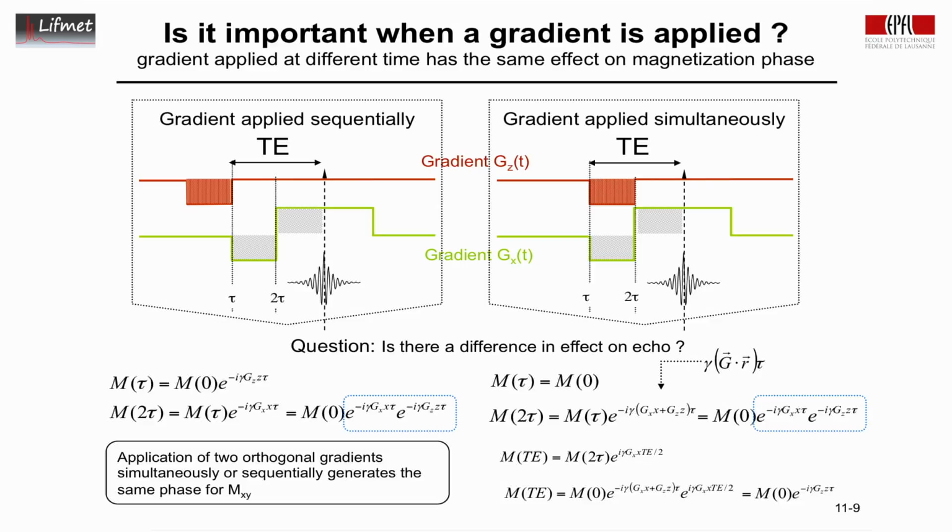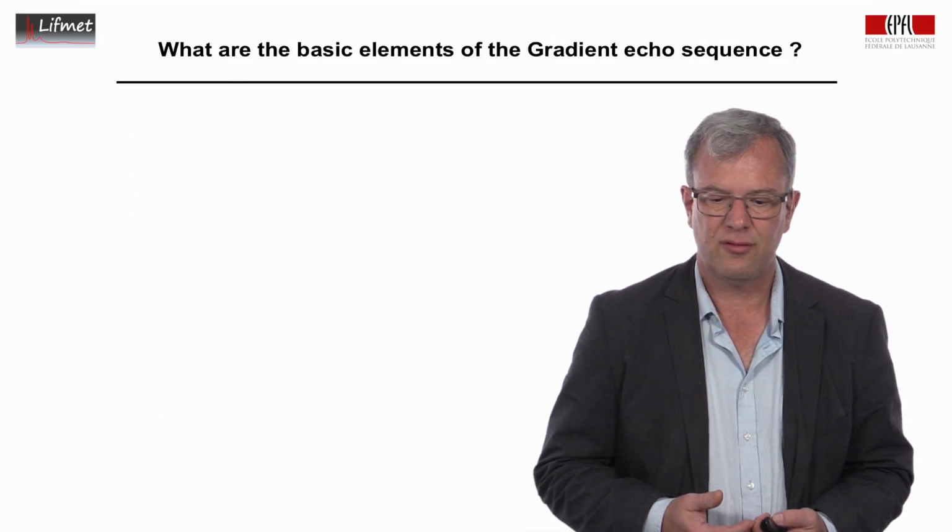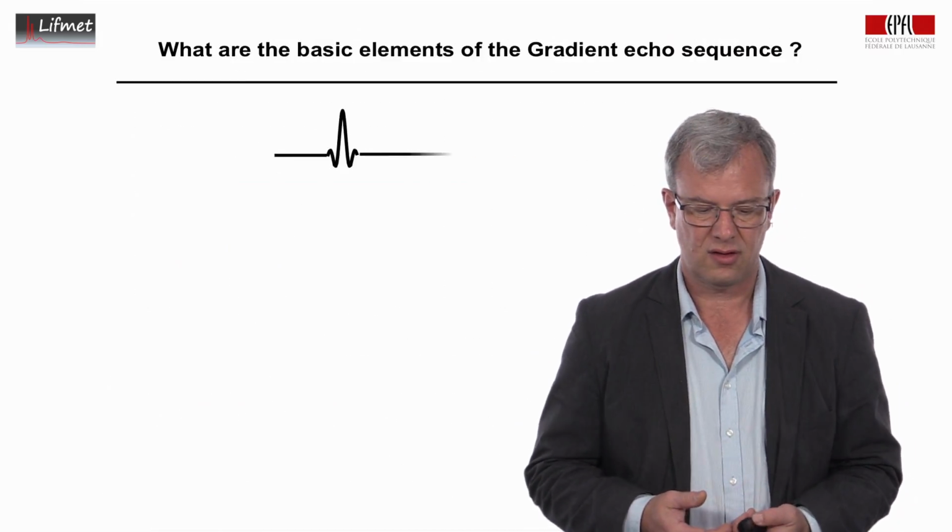Okay, so this is just to bear in mind. If you see the diagram where gradients in two different directions are applied simultaneously, and this creates conceptual problems, you can always think of drawing them sequentially, like on the left-hand side, if that is easier to understand. I didn't do it because it makes the display of what is to come very crowded and very difficult to read. So now I will introduce the basic elements of the so-called gradient echo sequence.